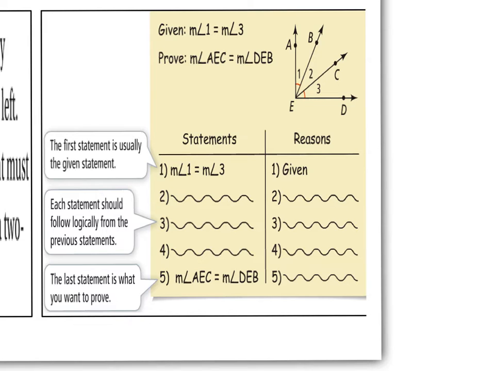Okay. Now, a couple important things here. The first statement is always a given statement. Always. They're always going to have a given at the beginning. That's what always goes first in your statement, and the reason is given. Then we're going to have to figure out what 2, 3, and 4 are going to fill out, and we'll figure those out as we go. And then your last statement is always what they want you to prove. Always what they want you to prove.